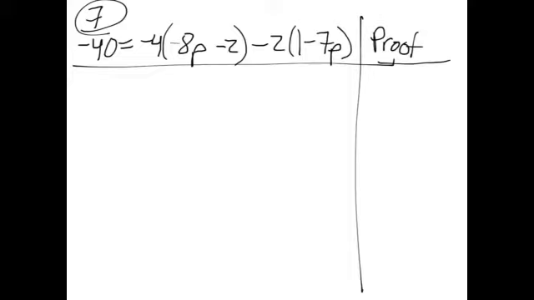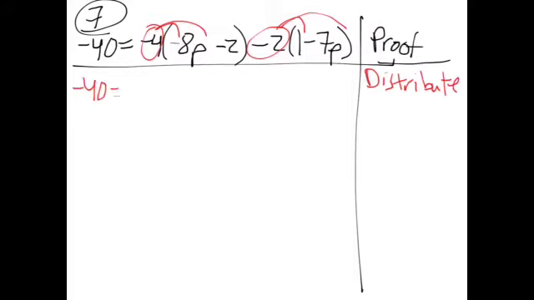Alright, moving on to 7. We have a bunch of stuff on the right side, but really we're going to just start distributing like crazy to help us simplify things down. And we're going to do it all in one step, and it's just the distributive property. Left side is still going to be negative 40. Right side, though, negative 4 times negative 8p is going to be positive 32p. Negative 4 times negative 2 is going to be positive 8.